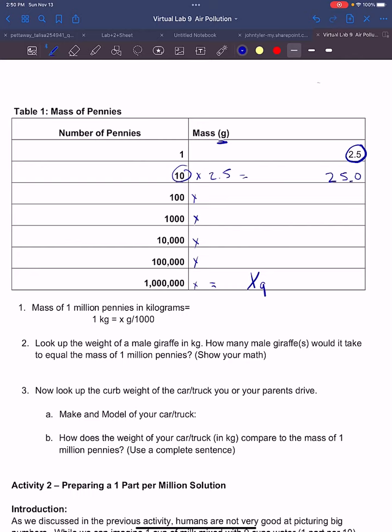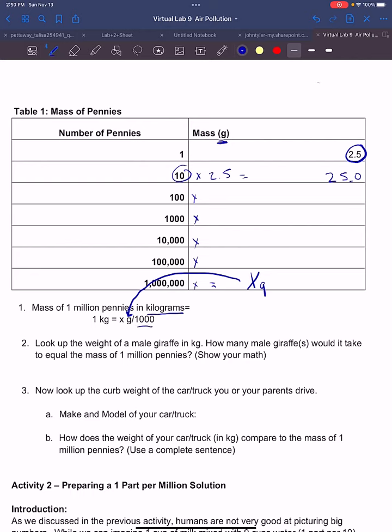The next question asks you, what is the mass of a million pennies in kilograms? So you're going to take this number and simply plug it into this equation, and that will equal the weight of a million pennies in kilograms, and you'll take that number and divide it by 1,000.